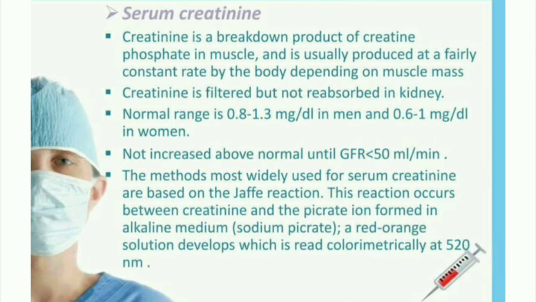Serum creatinine. Creatinine is the breakdown product of creatine phosphate in muscles, and it is usually produced at a fairly constant rate by the body depending on muscle mass. Creatinine is filtered but not reabsorbed in the kidney. Normal range is 0.8 to 1.3 mg per deciliter in men and 0.6 to 1 mg per deciliter in women.